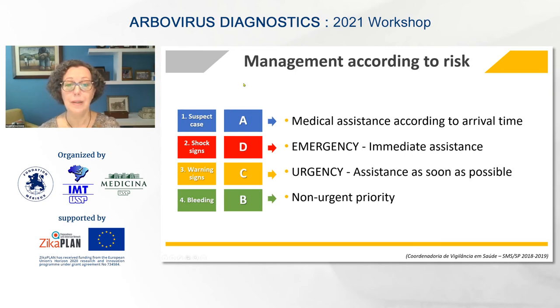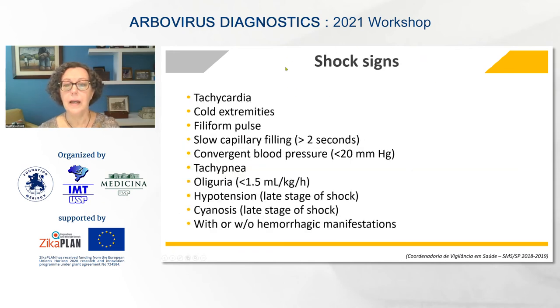Okay? So this is very important because it not only defines the quick response to the case, starting treating the patient and hydration, but also defines the need of admission to a hospital. So these are the signs of shock: tachycardia, cold extremities, filiform pulse, the perfusion. You can test the perfusion, the narrowing of blood pressure, as I mentioned before, less than 20 millimeters of mercury.